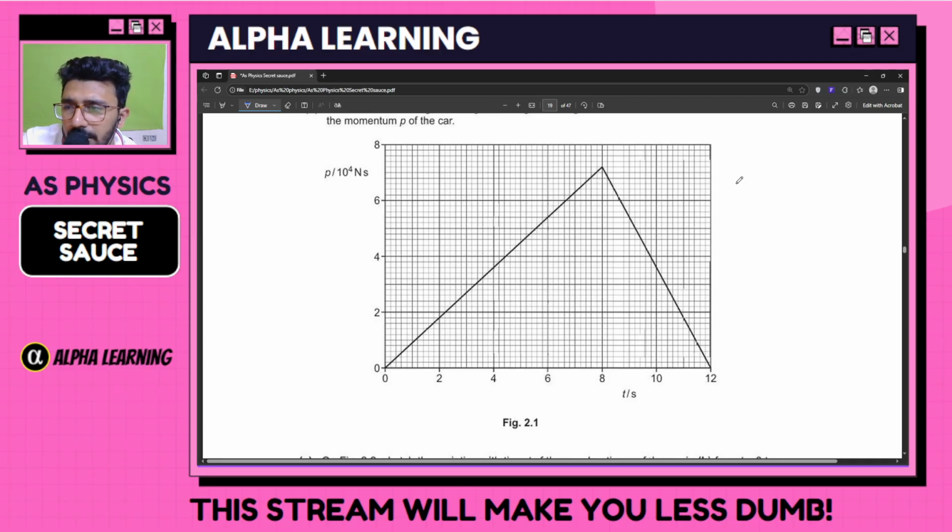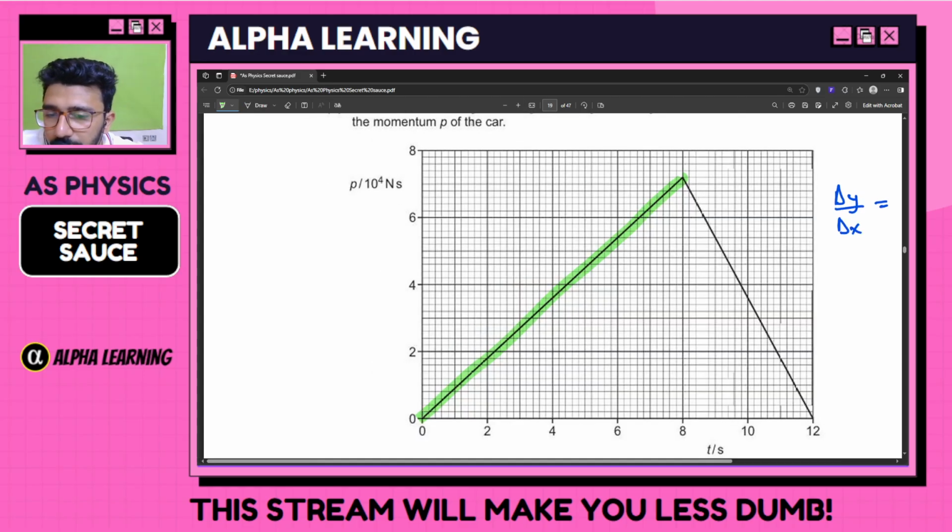Now, what will be the gradient of this graph? What will be the change in y over change in x of this graph? Change in momentum over change in t. Does this look familiar? Yes, this is equal to the resultant force. Can you calculate the gradient of the first half of the graph? Can you calculate the gradient of this line? Yep, easy peasy. So, the first line is starting from 0, 0. And it is ending at this point, that is x 8 and y.